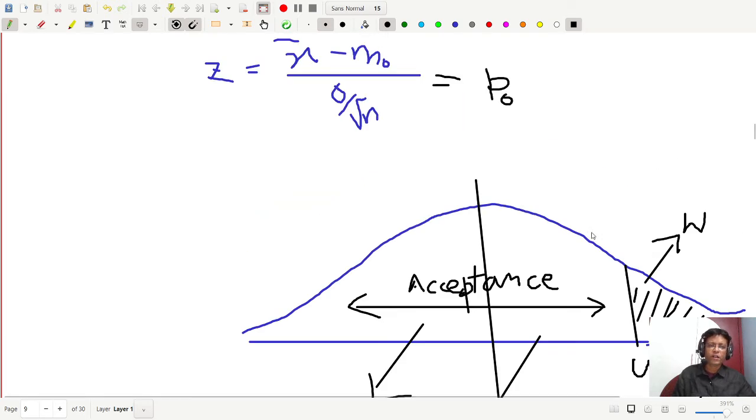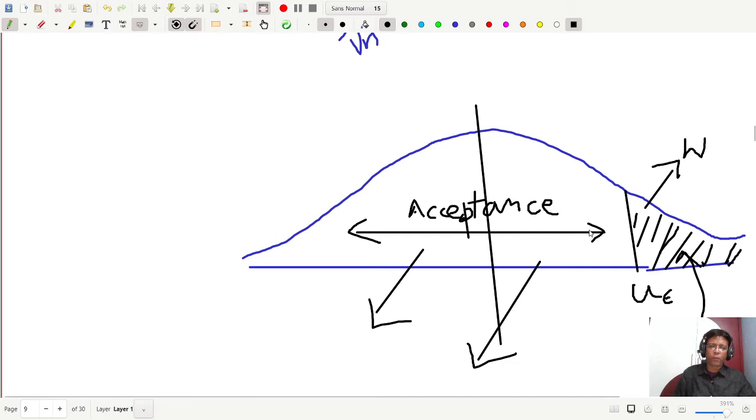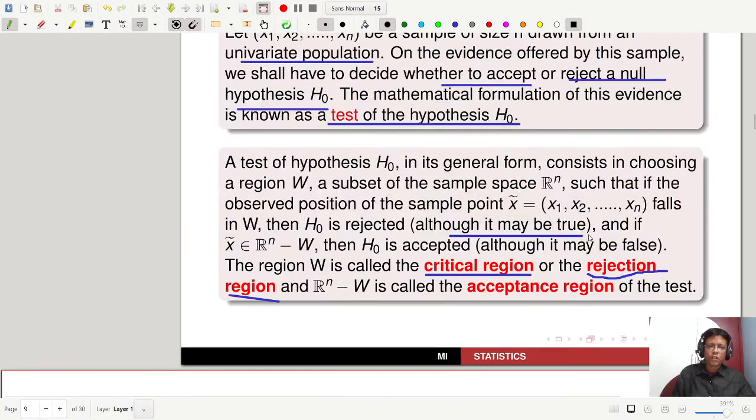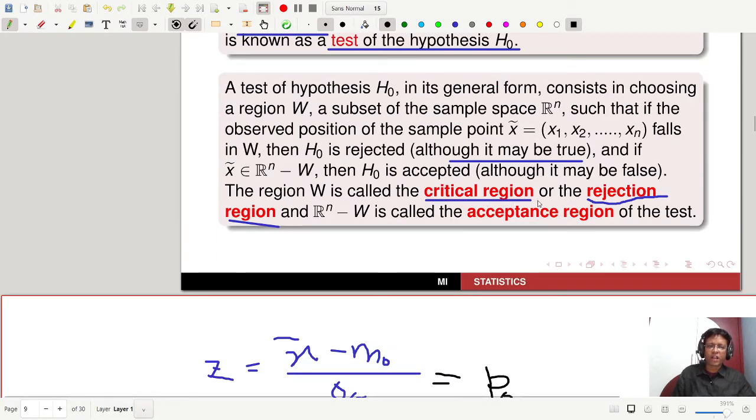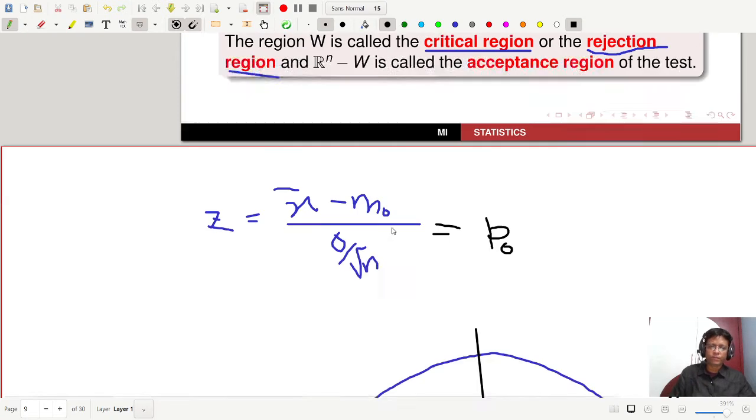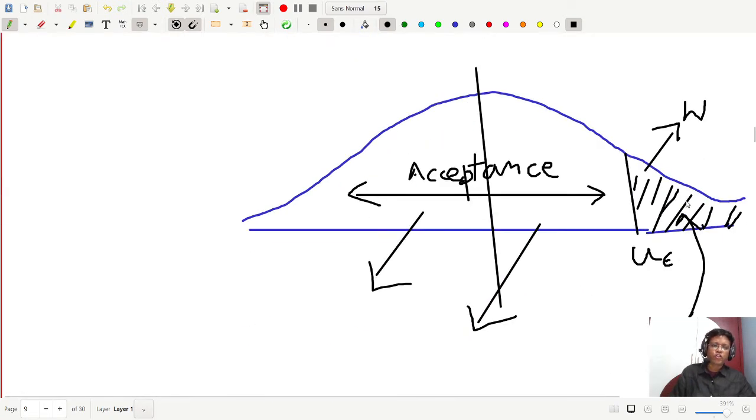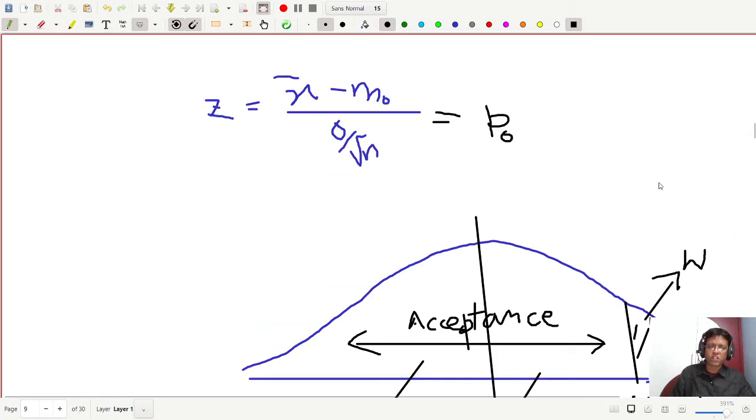Okay, so I will give you more idea in the problems. That is how this is the critical region or the rejection region. If the value of the test statistic falls in W, then it is in the critical region.